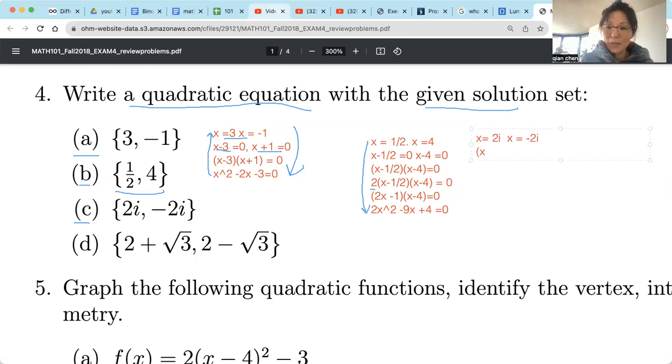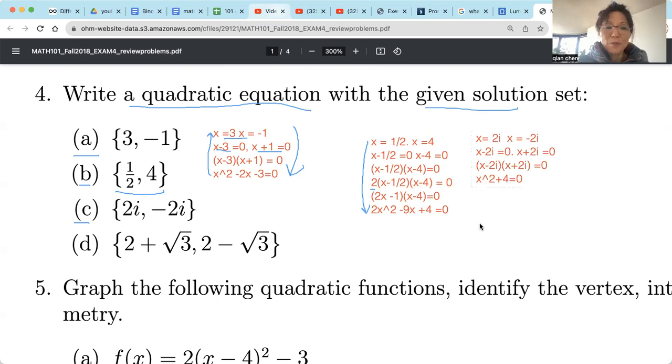So I write x minus 2i equals 0, x plus 2i equals 0. 0 times 0 equals 0. I write x minus 2i in parentheses times x plus 2i in parentheses equals 0. Then I FOIL out, I get x squared. Difference of two squares, right? Difference of two squares in complex. So this is x squared plus 4 equals 0.